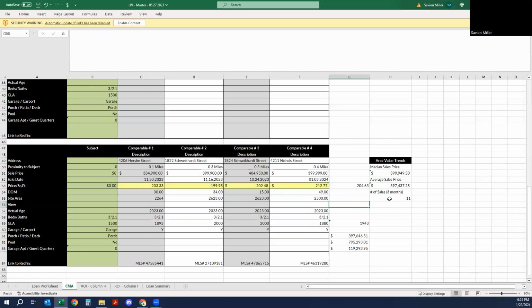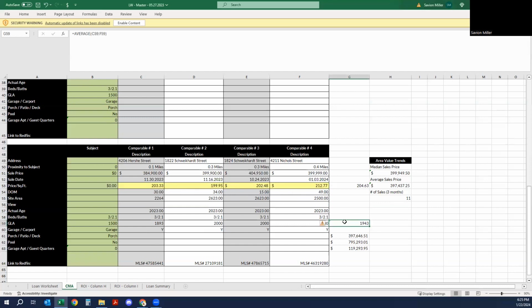11 home sales in the past 3 months, which is showing absorption. Another important thing too is the days on market. So you can see this is 30 days on market, 34, 15, 49. These are getting scooped up fairly fast. I mean, less than 90 days is less than 3 months. This is a month on market, a little over a month on market, half a month, and you got about a month and a half essentially. So this is really good right here. This is showing that people are buying in this area.